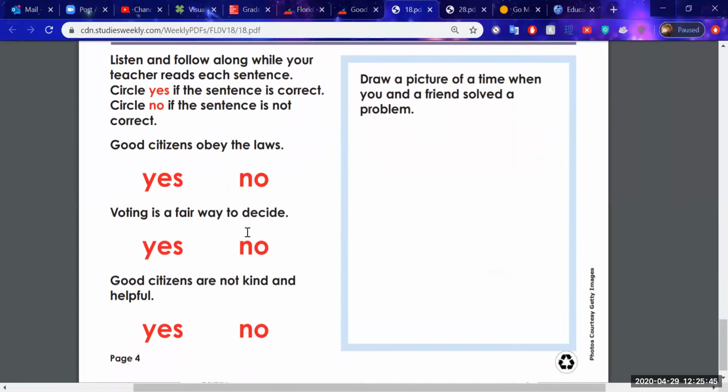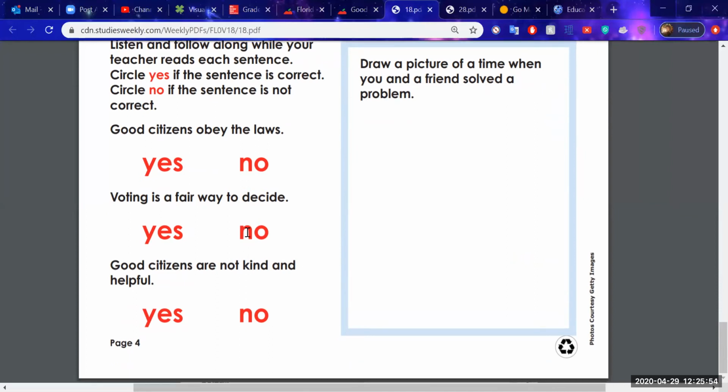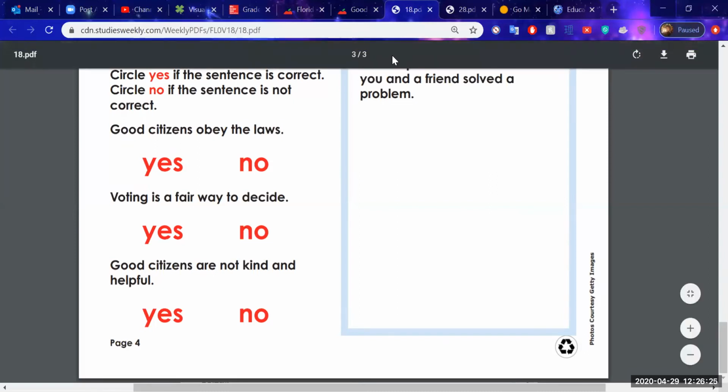Now I'm going to ask you some yes or no questions. If you think the sentence is correct, say yes. If you think it is not correct, say no. Good citizens obey the laws. Yes or no? Yes, they do. Voting is a fair way to decide. Yes, voting is a fair way to decide. Good job.